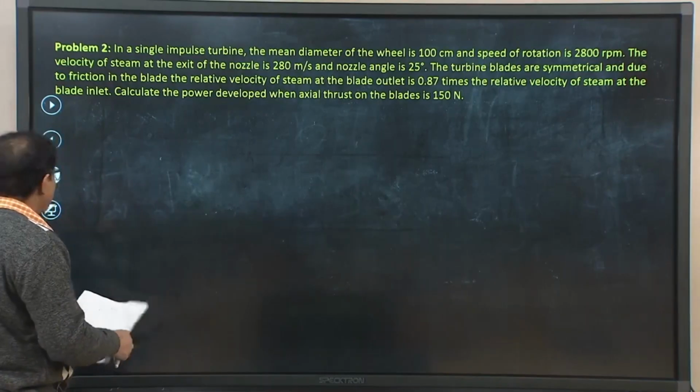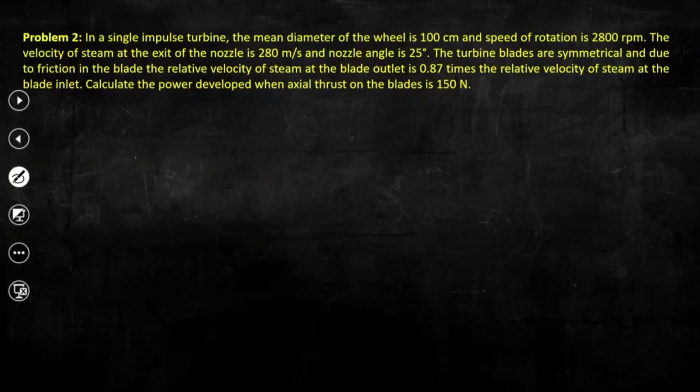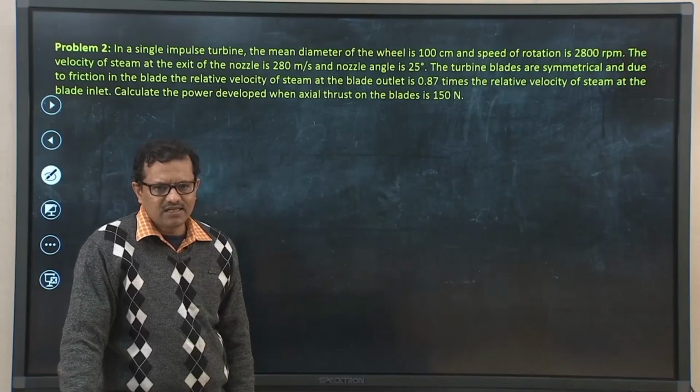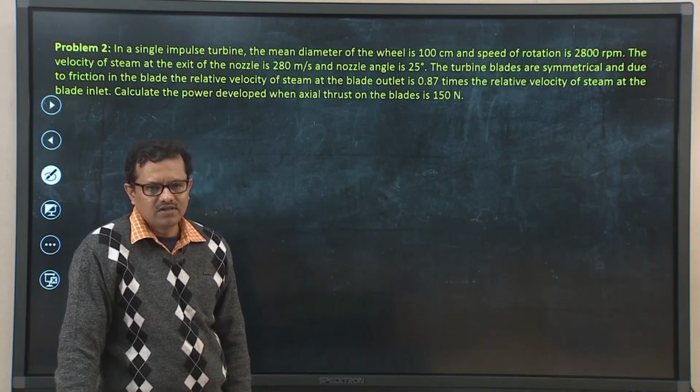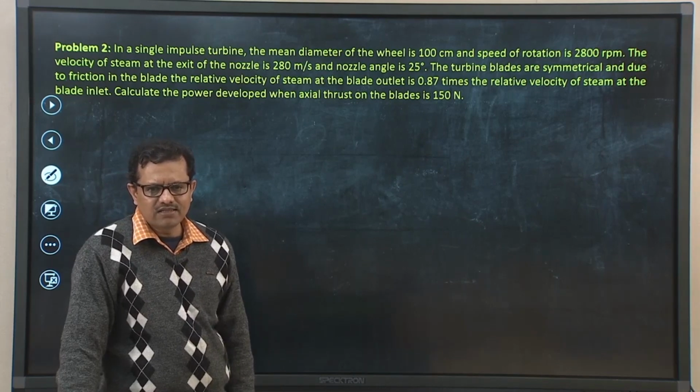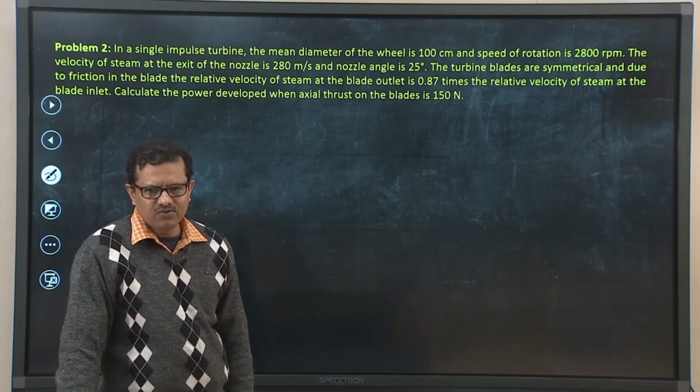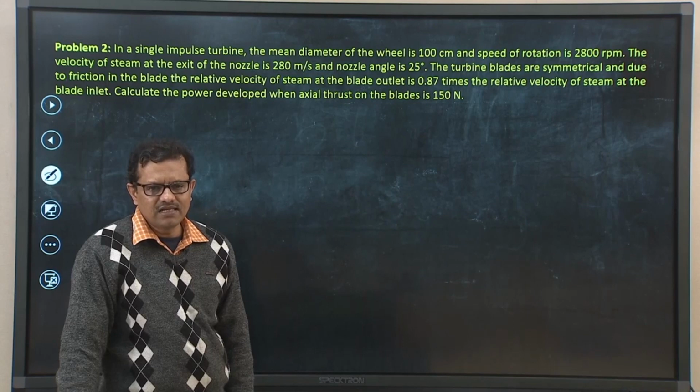This is problem statement 2. Let me read out the problem statement again first, and then we shall start solving. In a single stage impulse turbine, there is a mistake in the problem statement itself. It should be a single stage impulse turbine. The mean diameter of the wheel is 100 centimeter. Speed of rotation is 2800 rpm. The velocity of steam at the exit of the nozzle is 280 meter per second.